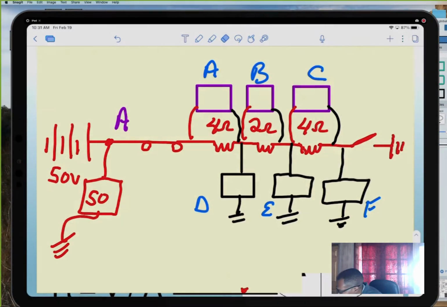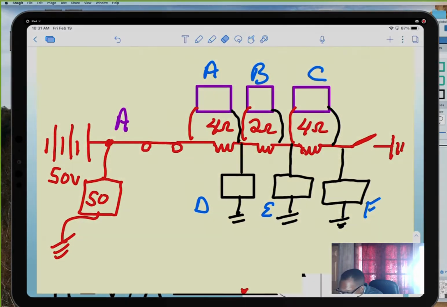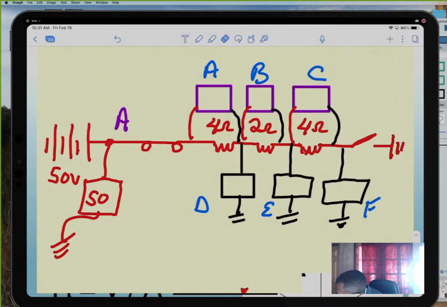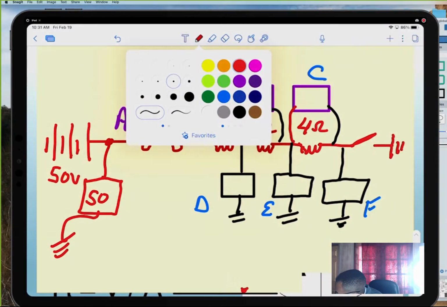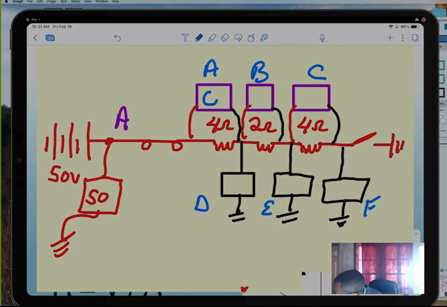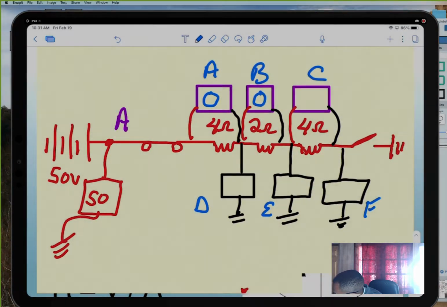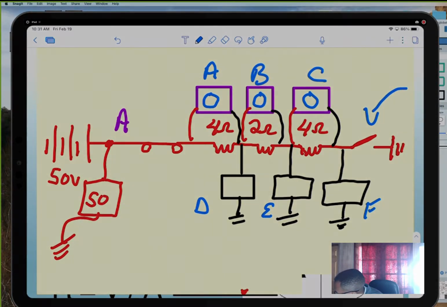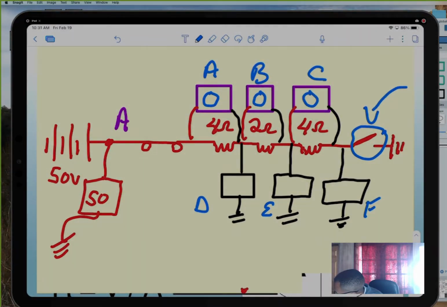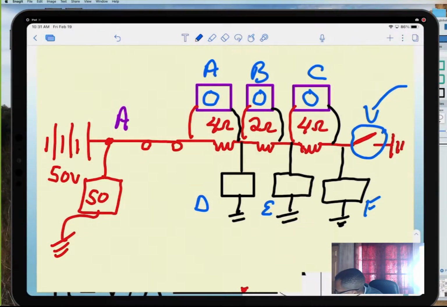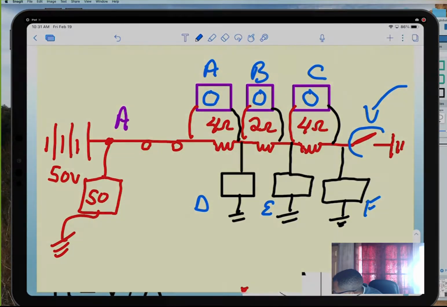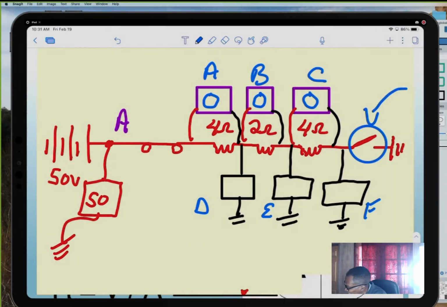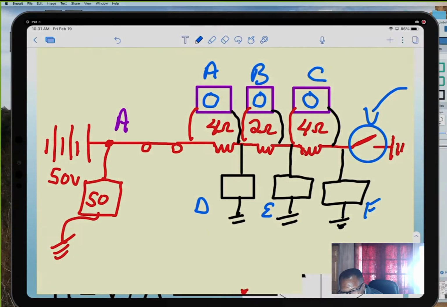All right, and y'all were half correct. That was good though, because this is where you write. This is 0. This is 0. This is 0. And you're right, it cannot be a voltage drop or current because the switch is open. When that switch is open like that, you're gonna have no voltage drop, no current.